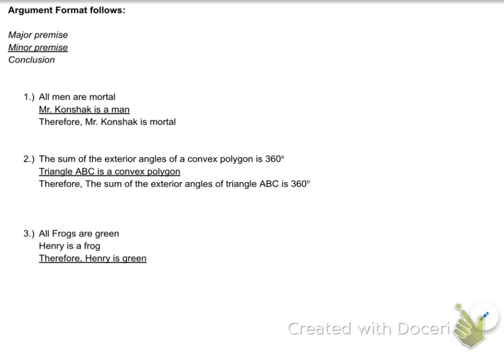So number 1, all men are mortal. Mr. Konchak is a man. You don't have to write those down. Therefore, Mr. Konchak is mortal. Is that a valid or invalid argument? That is a valid argument. It's a valid argument. Now, why?